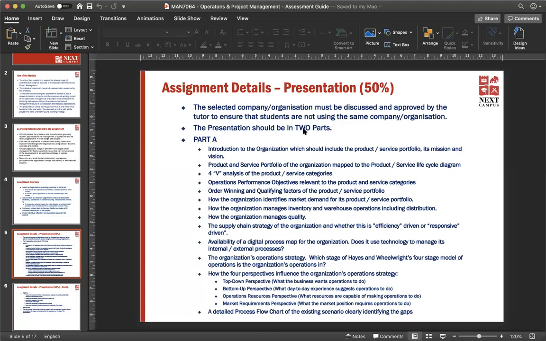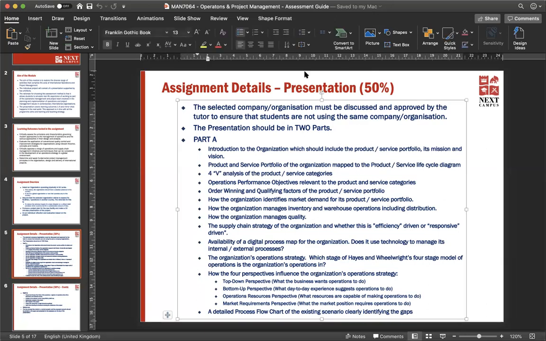Okay, now, what happens is, this is actually the final part for part A. The final part for part A is a detailed process flow chart of the existing scenario. Now remember, all these things have to be done before you do the process flow chart. So keep that in mind. This is very clearly stated. All these areas have to be covered in your presentation before you do your process flow chart, right?